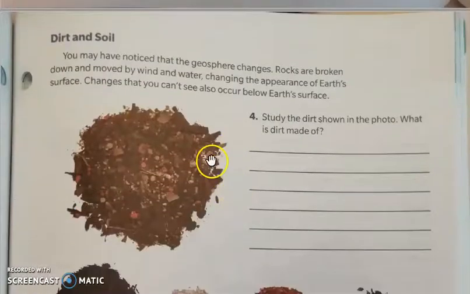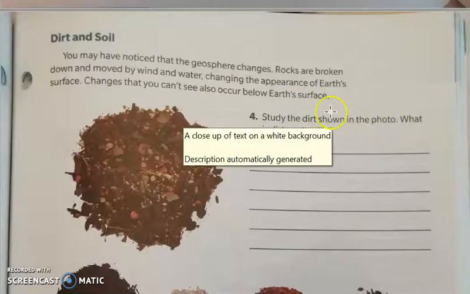Okay, dirt and soil. You may have noticed that the geosphere changes. Rocks are broken down and moved by wind and water, changing the appearance of Earth's surface. Changes that you can't see also occur below Earth's surface. So study the dirt shown in the photo. What is dirt made of?